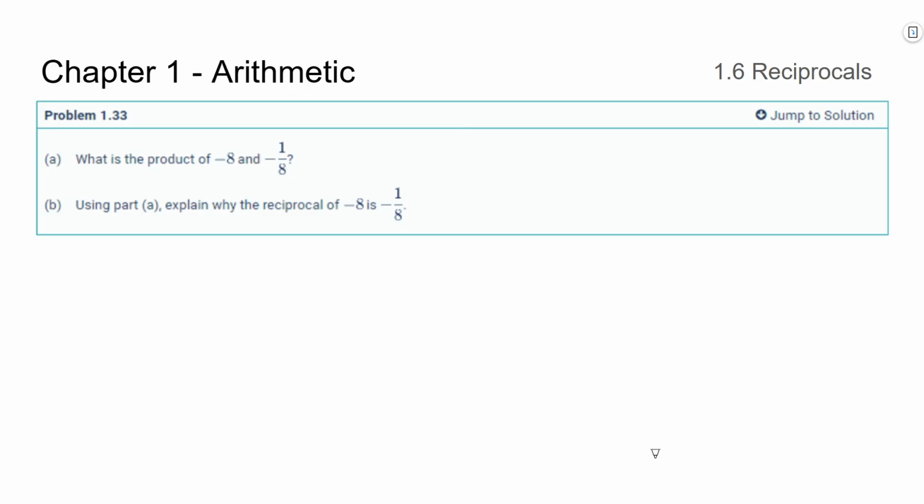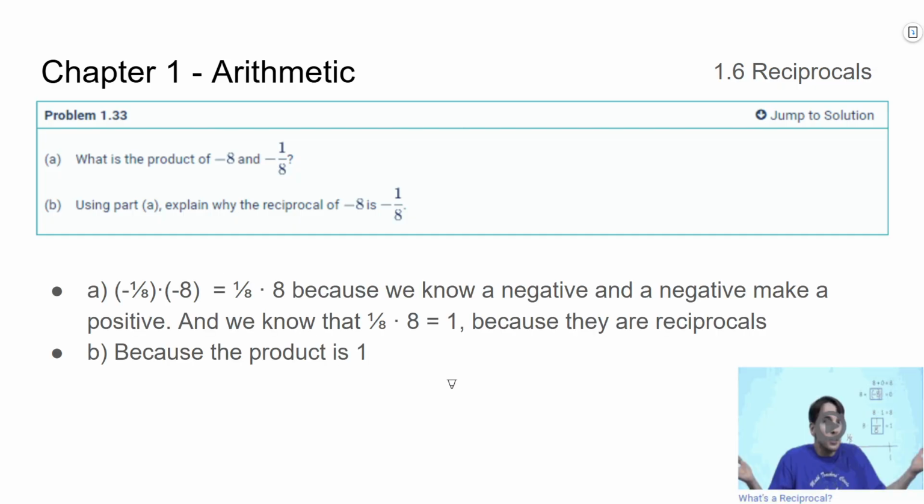Next, the product of -8 and -1 over 8. So we're talking about negatives now. Using part A, explain why the reciprocal of -8 is -1 over 8. Okay, so we have -1 over 8 times -8. So we know a negative times a negative equals a positive, and we could show that if we wanted to go through that again. I could do that real quick.